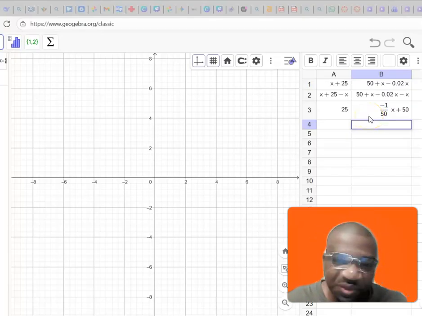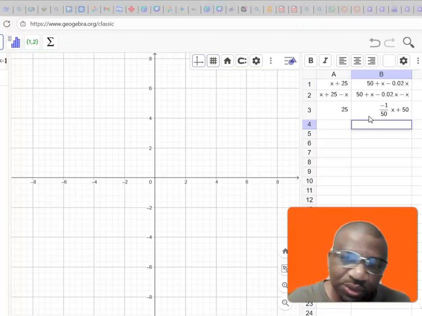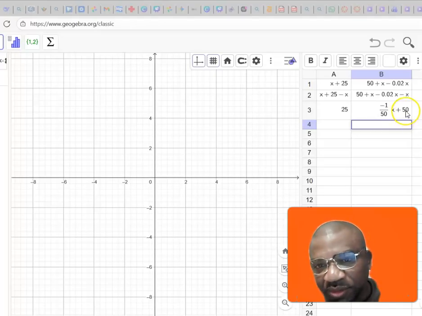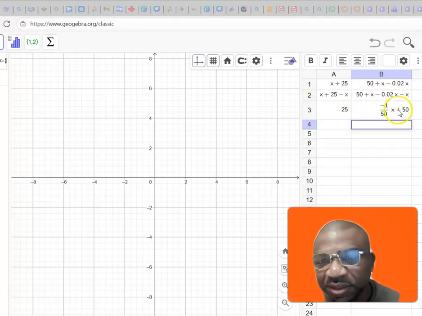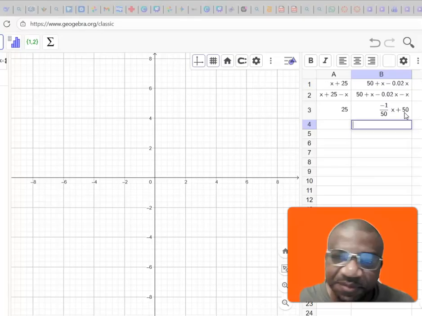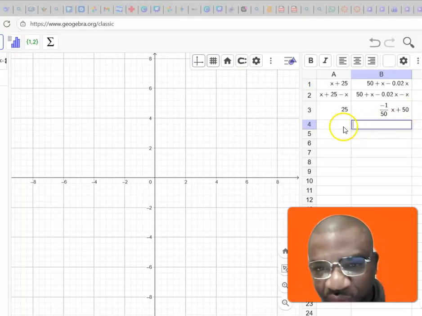We have succeeded in moving x on one side of the equation. So let's also move the constant. We have variable x is the variable. We have the constant here is 50 and 25. So let's see how we can move 50 on the other side of the equation.